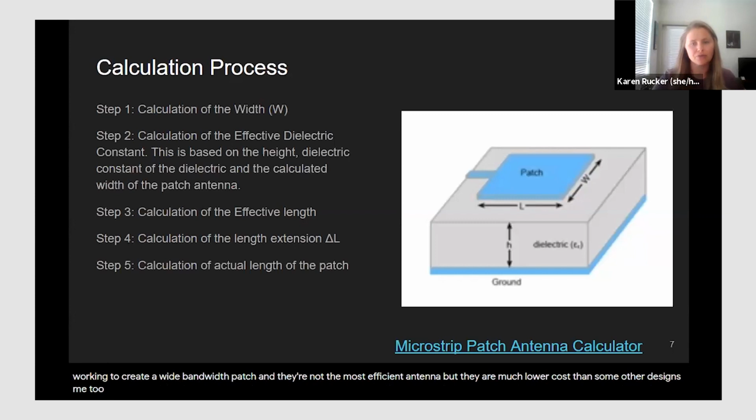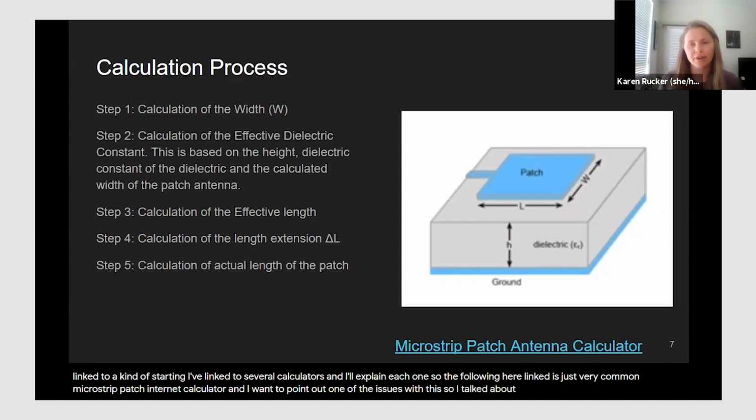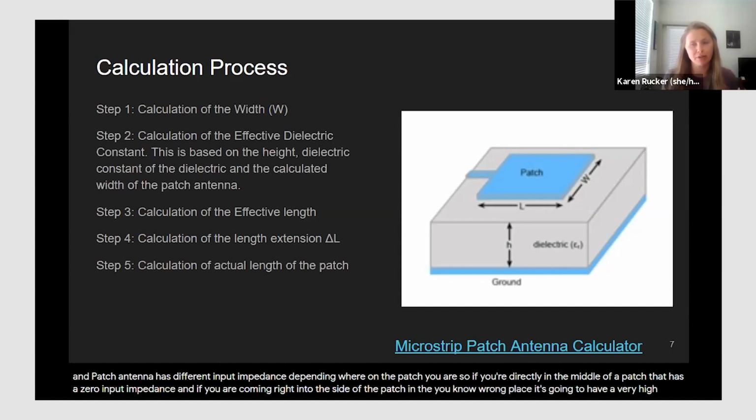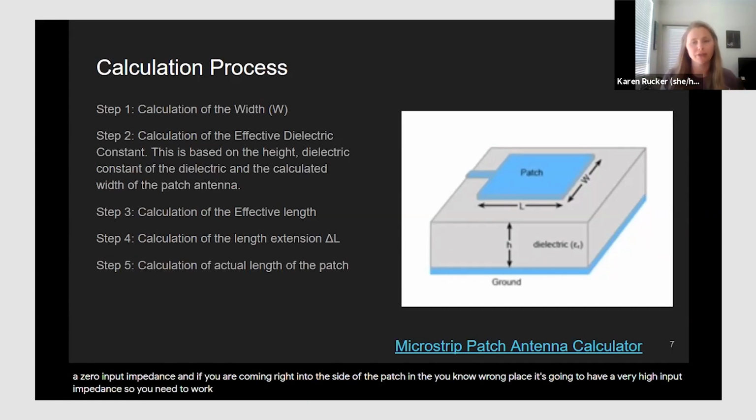So I've linked to several calculators and I'll explain each one. The following one linked here is just a very common microstrip patch antenna calculator. And I want to point out one of the issues with this. I talked about different methods of feeding a patch, and a patch antenna has different input impedance depending where on the patch you are. If you're directly in the middle of the patch, that has a 0 input impedance. And if you are coming right into the side of the patch in the wrong place, it's going to have a very high input impedance. So you need to work around and figure out what is the best match.